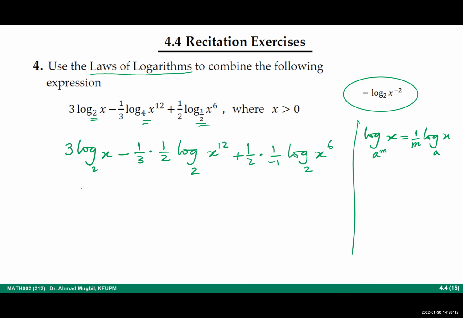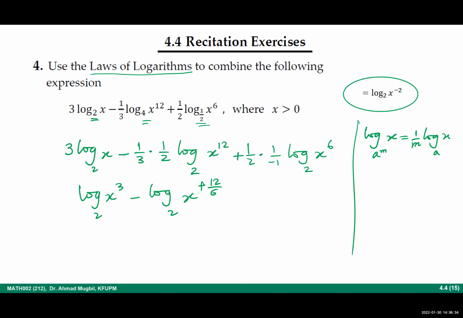Now let's simplify. Here you will have what? Log 2 of x to the power 3, right? By the power law. Here we will have what? Plus log 2 of x to the power negative 12 over 6, right? From where we bring the negative? From here. You can write it, by the way, negative here and here plus, it's okay.